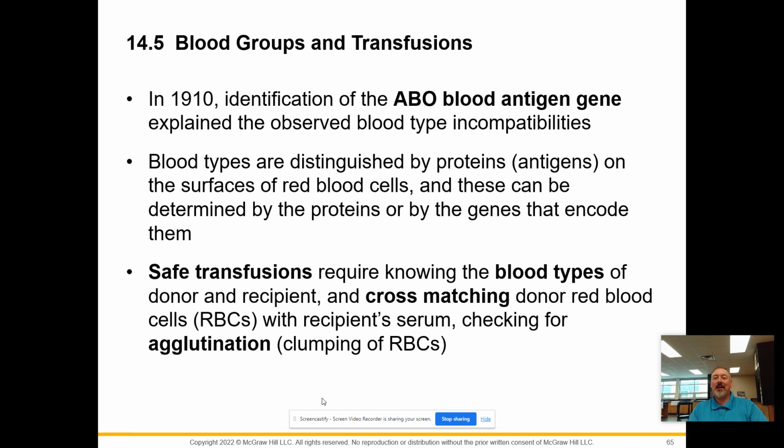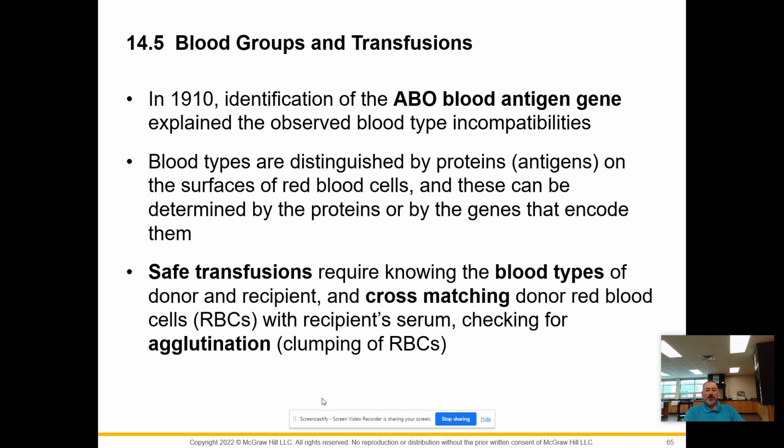All right, so we're going to be talking about blood groups and transfusions. In 1910, these were identified as the ABO blood groups. If you remember back to genetics in 101, we identified this as something that has multiple alleles involved. Blood types are distinguished as type A, B, AB, or O. Each one of those is either positive or negative for Rh.